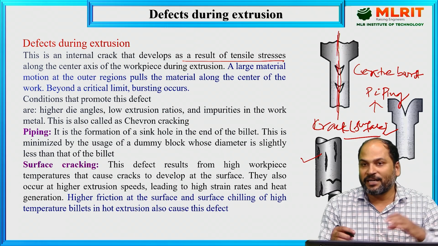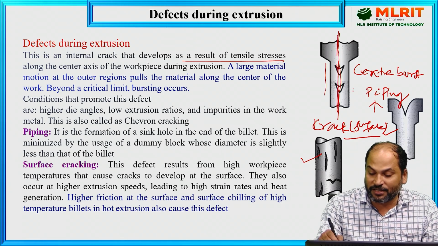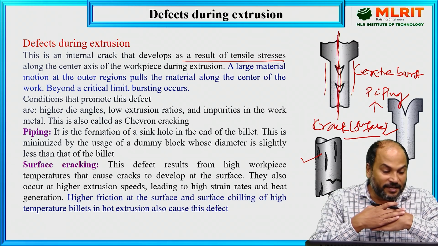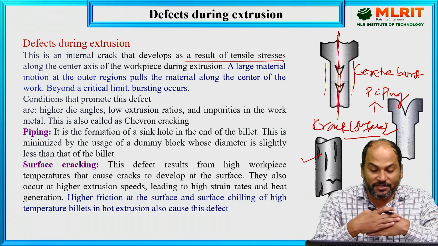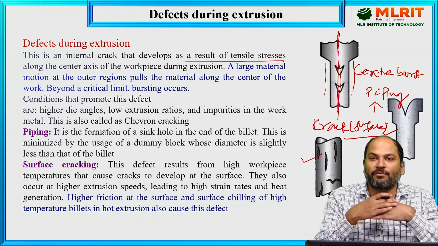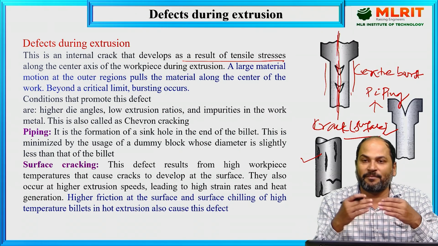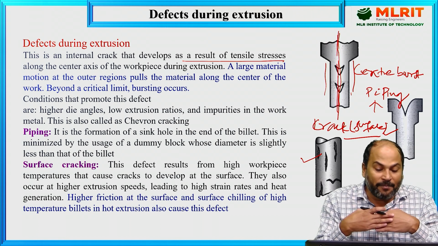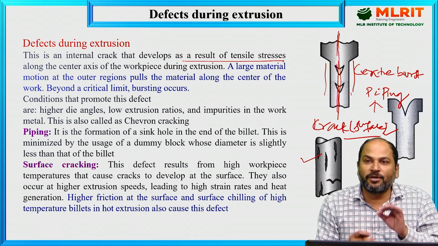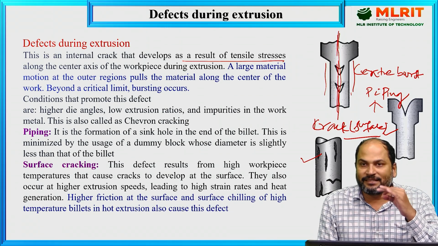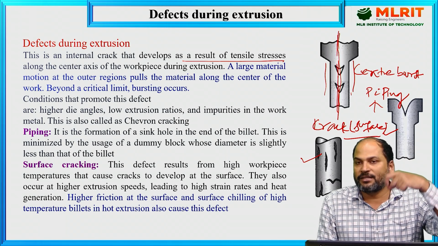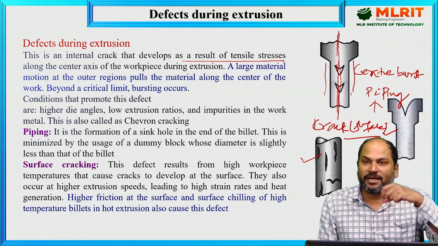What happens? As we are deforming the material, everywhere there will be forces. Because of that, an enormous amount of tensile stress will develop at the center of the material, that is the central axis of the material. And once it reaches its critical point, burst will happen, cracks will happen at the center, which is known as center burst. It is only because of the stress, which will be tensile in nature, which develops along the center of the specimen or the extruded product. Because of that, this center burst happens.